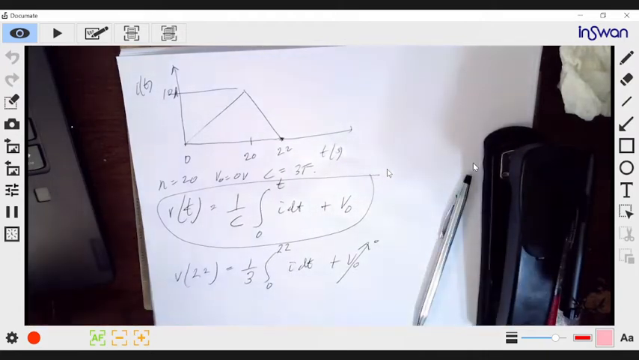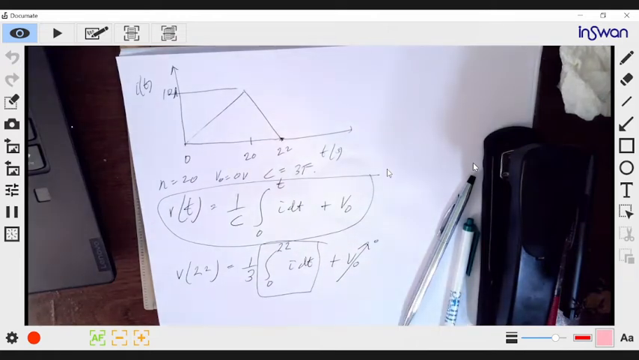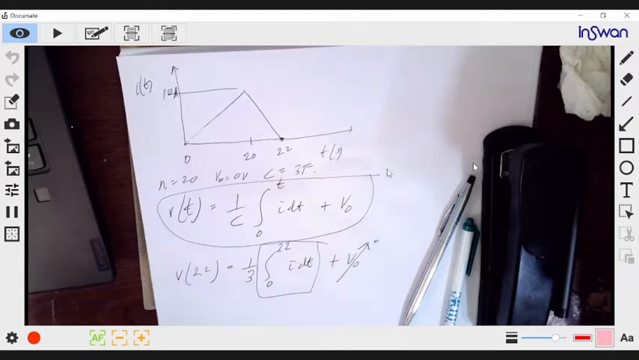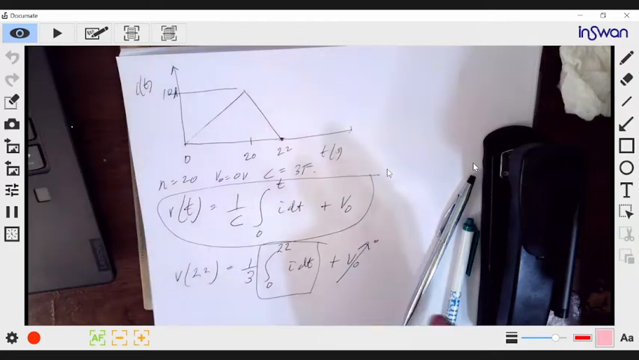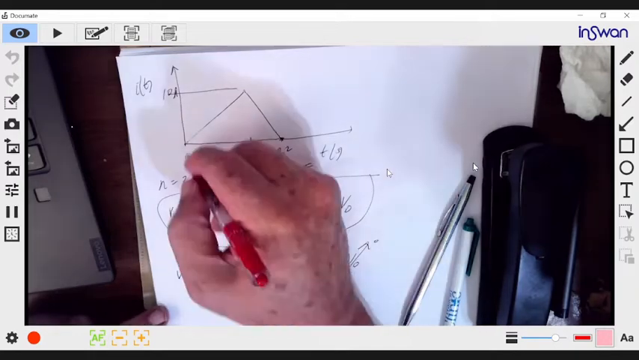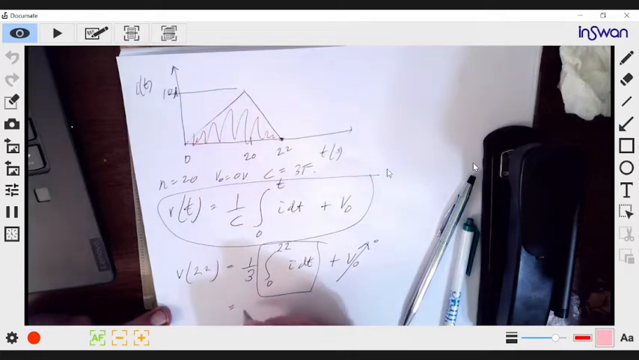What is this? What is that? Area under the curve. Area under the curve from where to where? From 22 to 0. No, from 0 to 22. There's a difference. The area from 22 to 0 is the negative of the area from 0 to 22. So that's all this area here, and clearly that's the area.